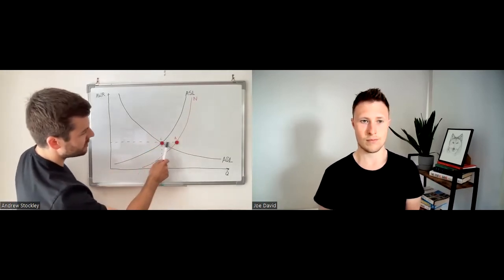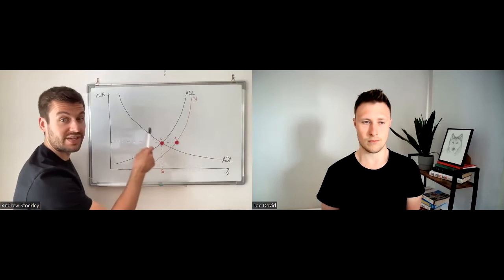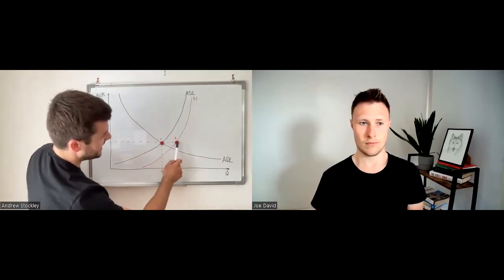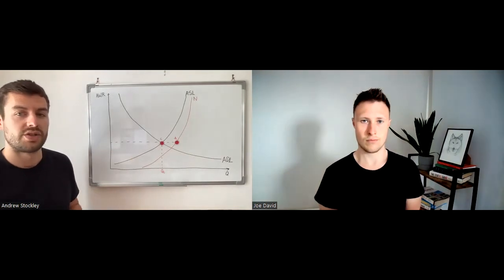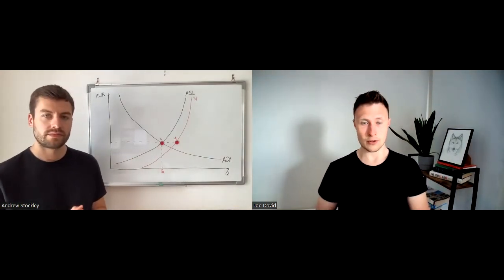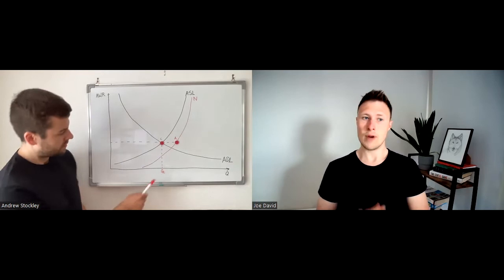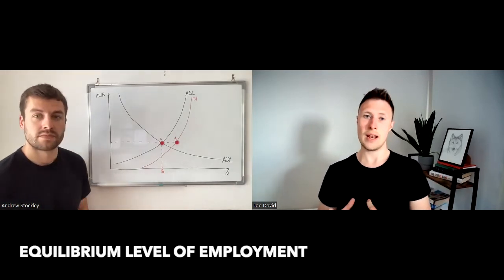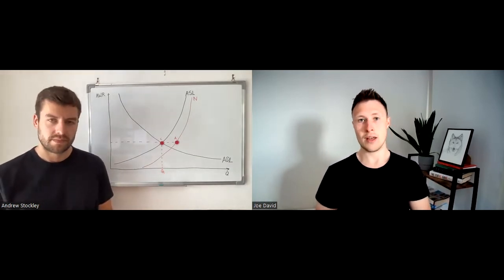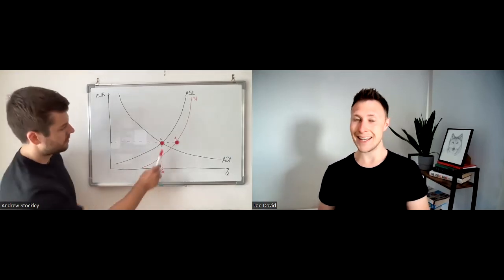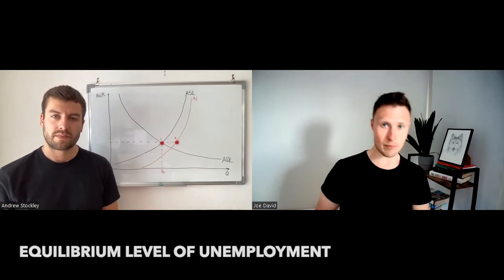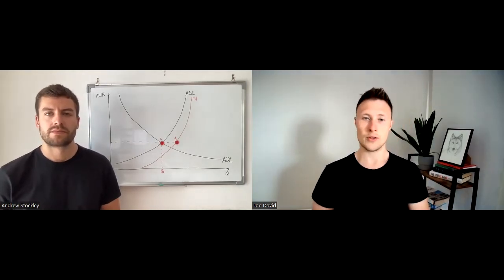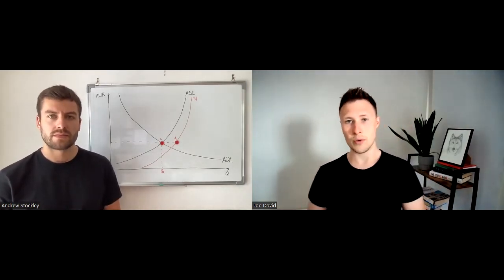So that's the difference between C, people who are willing to accept jobs, to D, people who are just still holding out for that higher paying job. So on Andrew's graph, QE represents the equilibrium level of employment. Therefore, C to D represents the equilibrium level of unemployment, sometimes referred to as the natural level of unemployment.